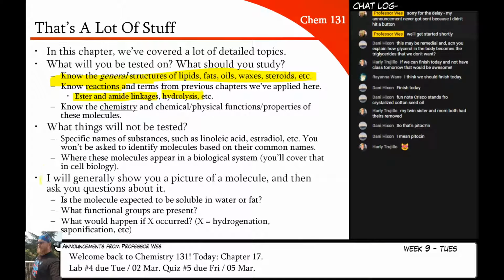And then down here are just some example questions that you're going to see on this quiz. Would this molecule be soluble in water or fat? What functional groups are present and what do they do? And then if I do this specific reaction, what will happen?